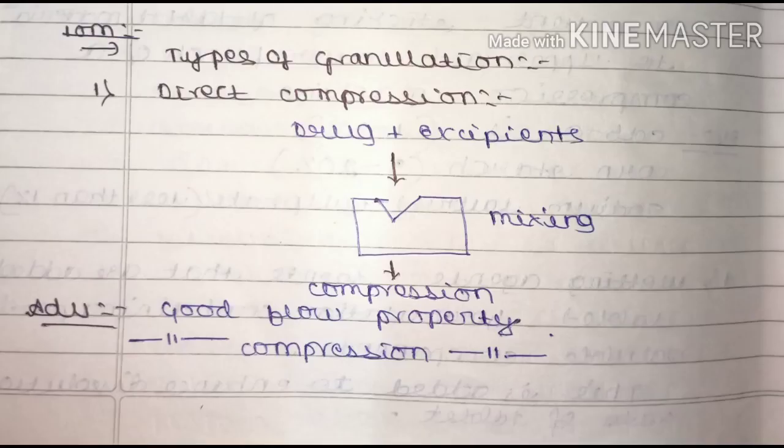Today I am going to discuss the manufacturing of tablets. It can be done by three types: direct compression, dry granulation, and wet granulation.